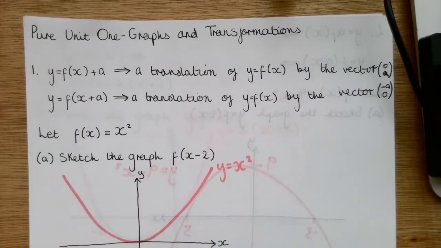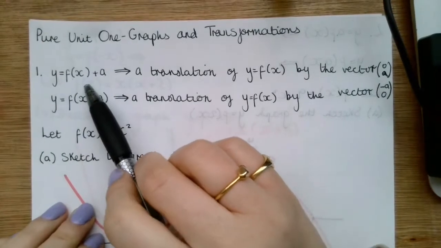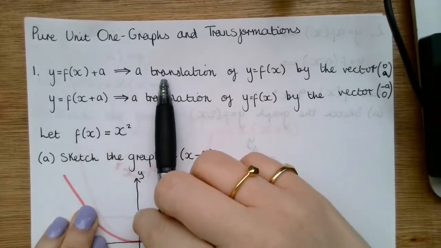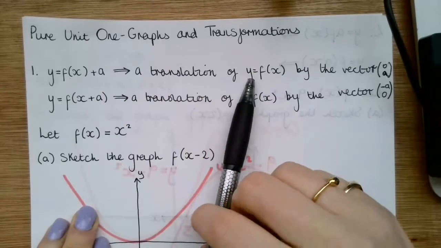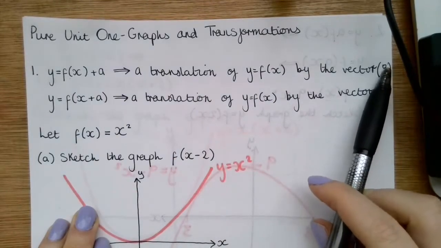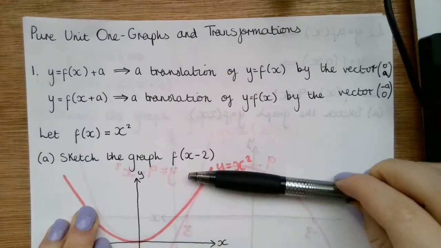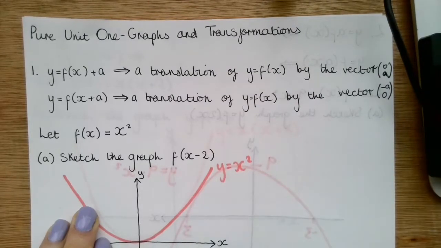Okay, so today's revision session is going to be a recap on what you've done on graphs and transformations. So we're going to start by looking at translations. So if we've got a function and we're going to add a to that function, then this is a translation of the graph y equals f(x) by the vector (0, a). So that means that we're either translating the graph up by a or down by a.